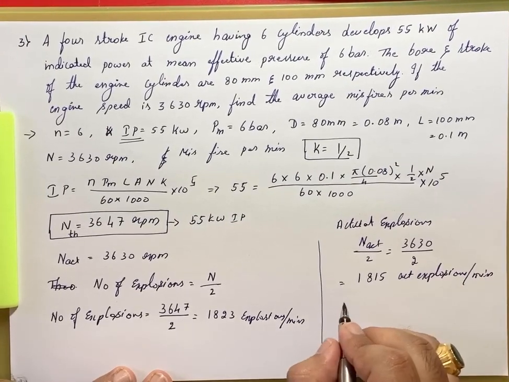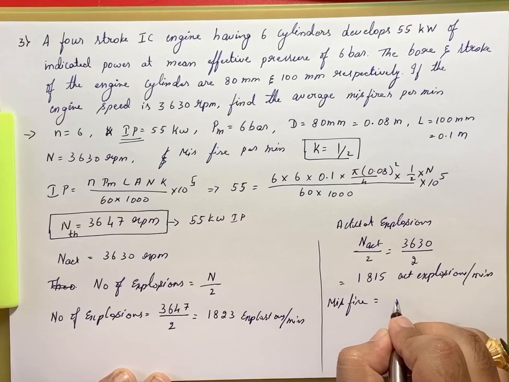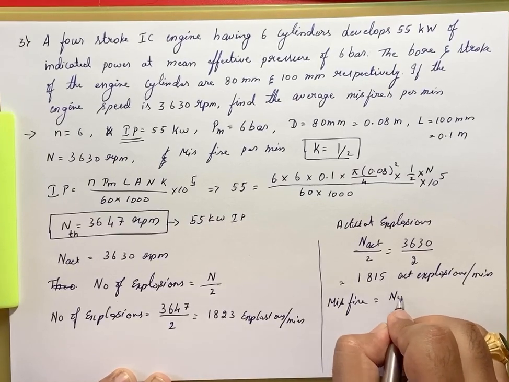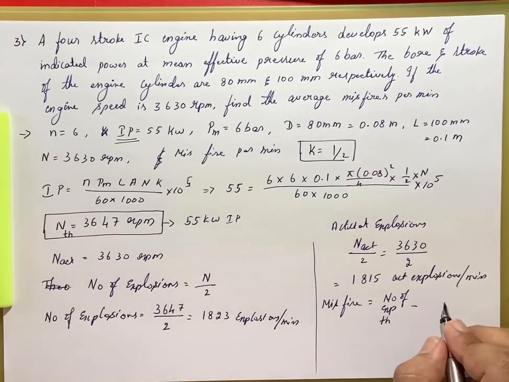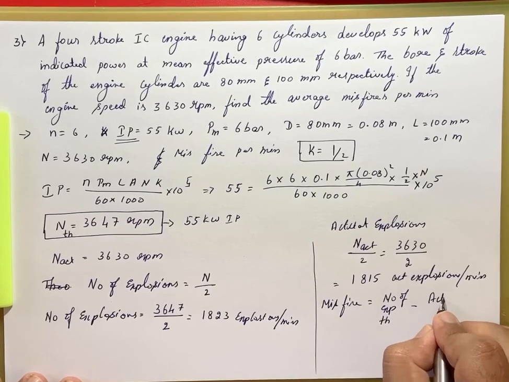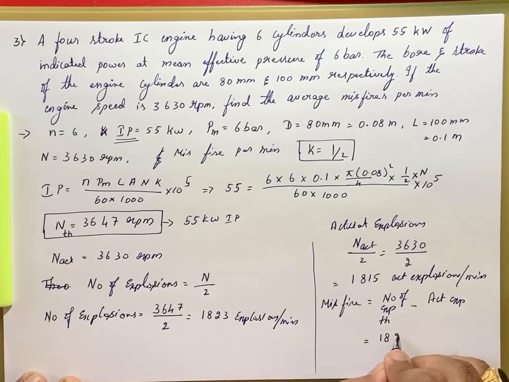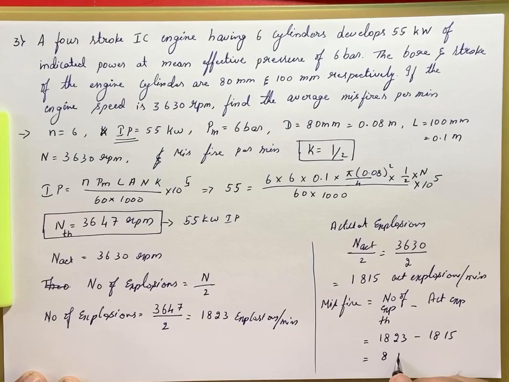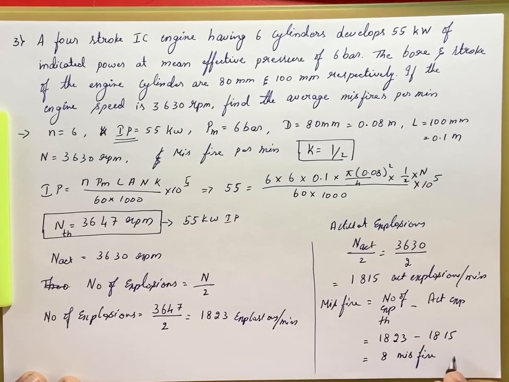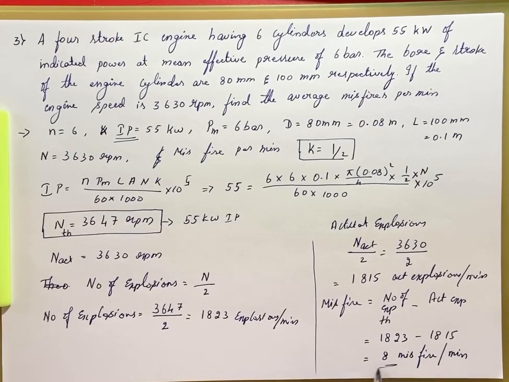So the misfire is equal to the number of theoretical explosions minus actual explosions. So I have 1823 minus 1815, so I'll get this as 8 misfires per minute. This is what the misfire means.